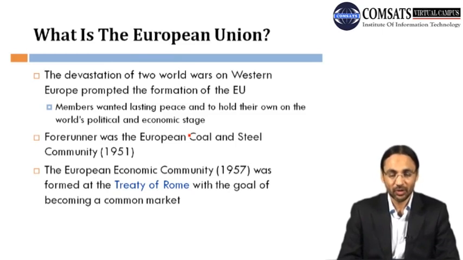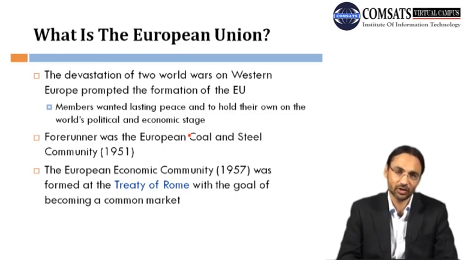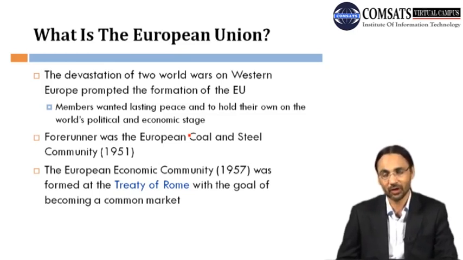The European Economic Community was formed at the Treaty of Rome with the goal of becoming a common market. In 1957, in Rome, they made some economic agreement with each other, and they tried to remove the barriers and tariffs for each other, to promote trade across the border. The main goal was to make a common market within the European Union.